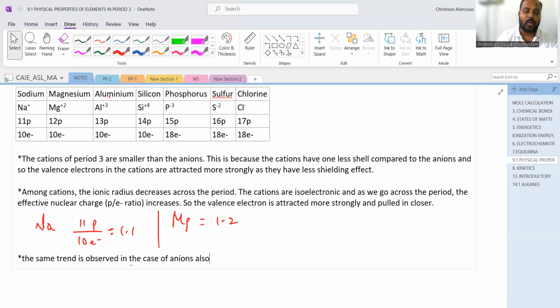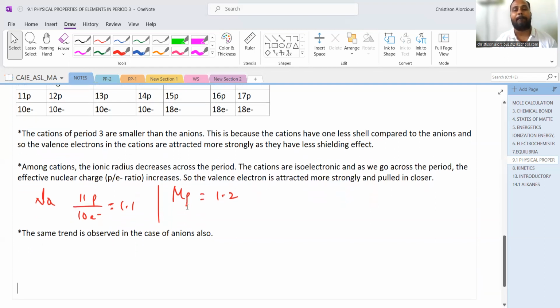Okay, a word of caution over here. Now, I've said that the same trend is found in anions also, but obviously you're not going to get any marks if you write the same trend is observed in anions also. So please make it a point that you repeat everything that you've done for the cation and for the anion as well. Okay.